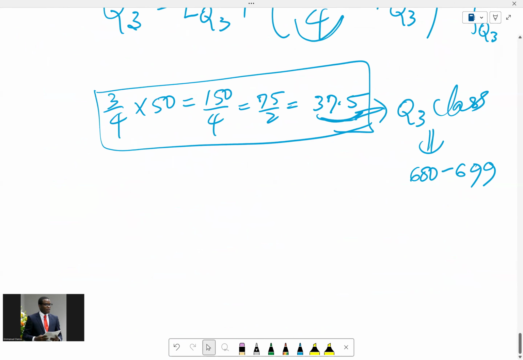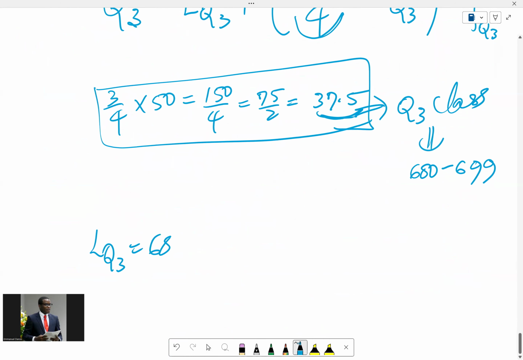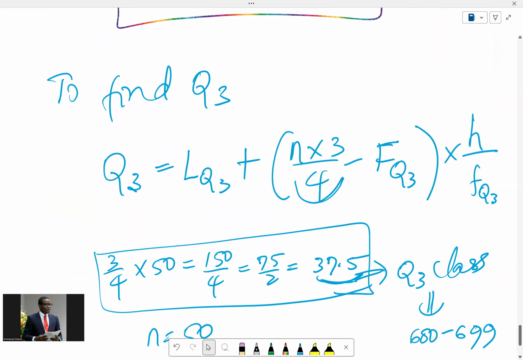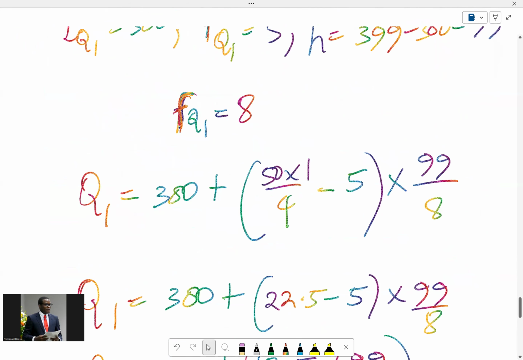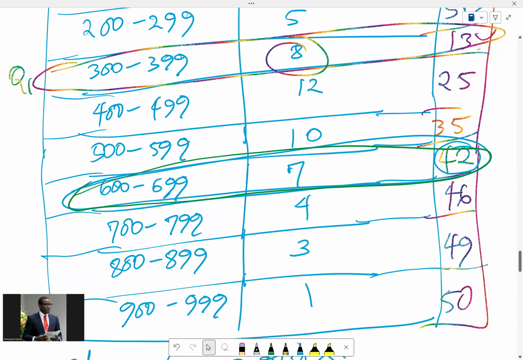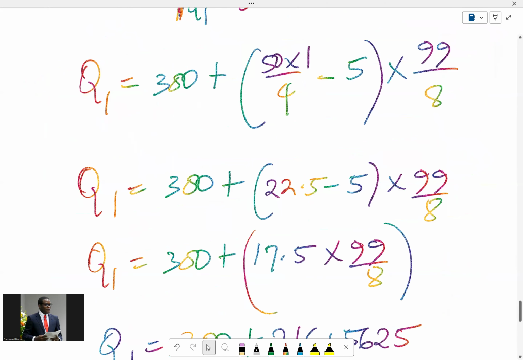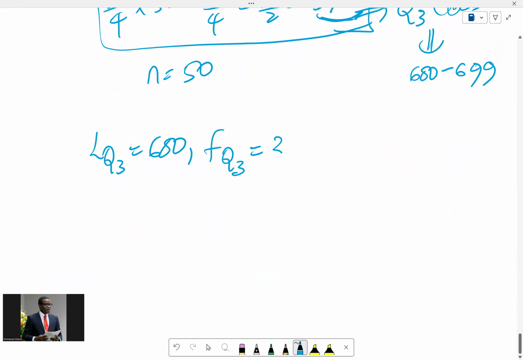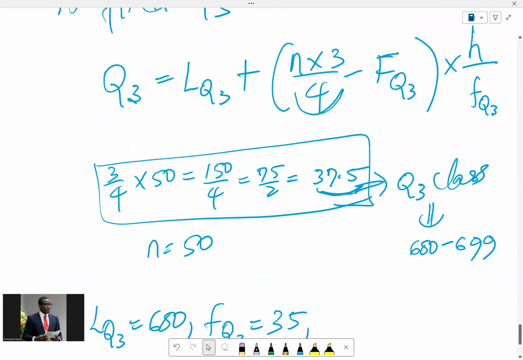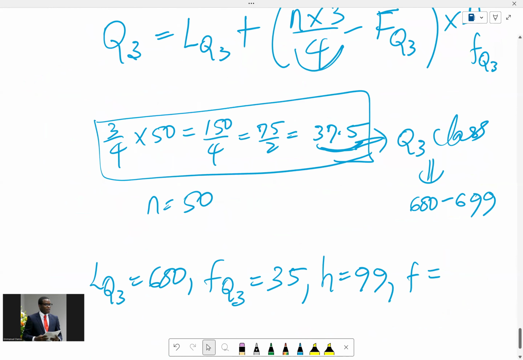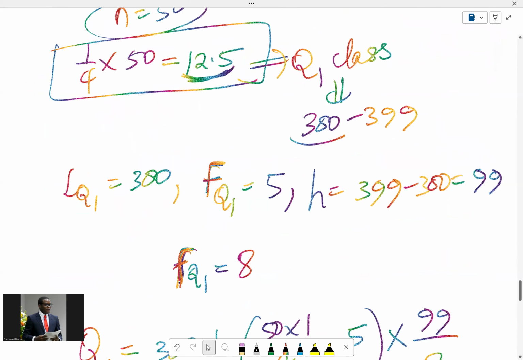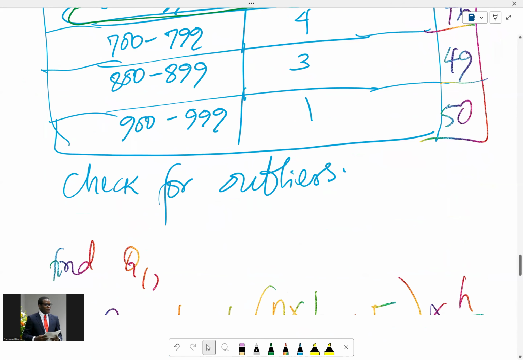Automatically then, LQ3, the lower bound, will be 600. Of course, we know N is 50 already. FQ3, the cumulative frequency before the third quartile class, is 35. Of course, H remains 99, that's 699 minus 600. Then the frequency of the third quartile class is actually 7.